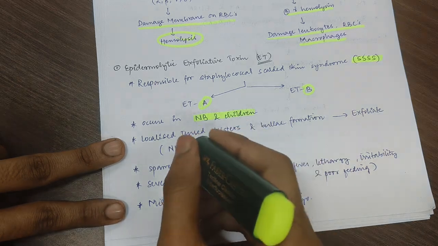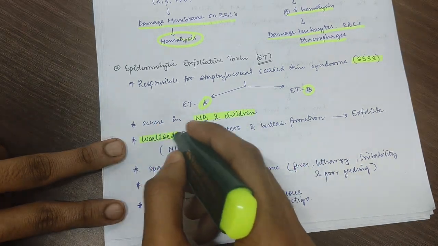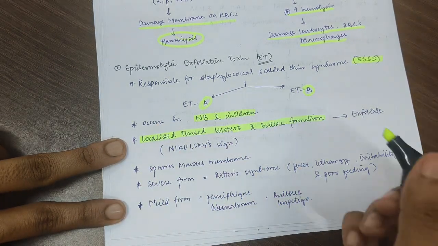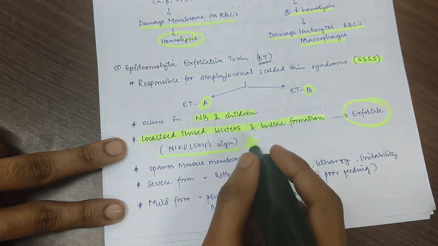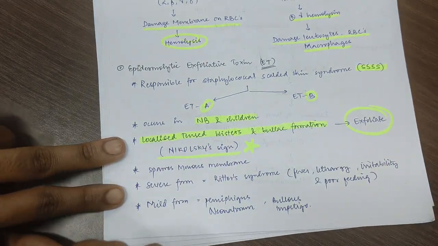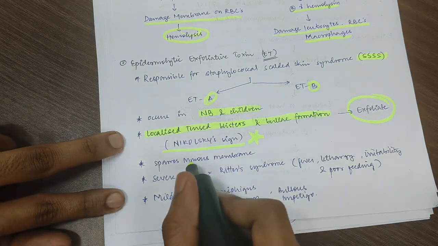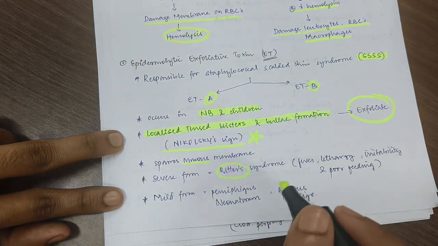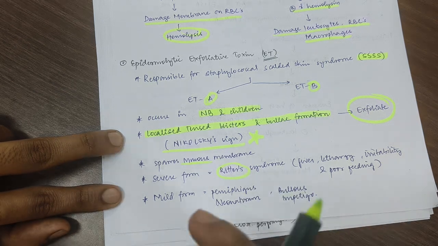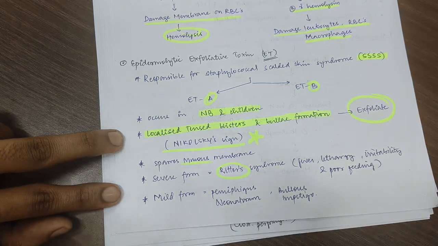Localized tense blisters and bullae formation is seen, and they exfoliate in the near future, and that is called Nikolsky's sign. It spares the mucous membrane. The severe form is called Ritter's syndrome. Ritter's, not Ritus. Okay, Ritus is different again.